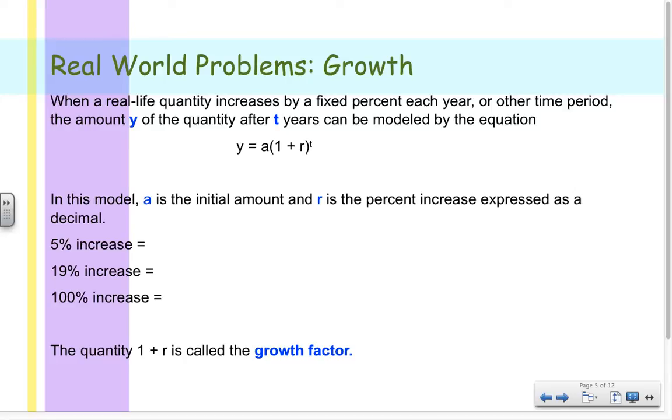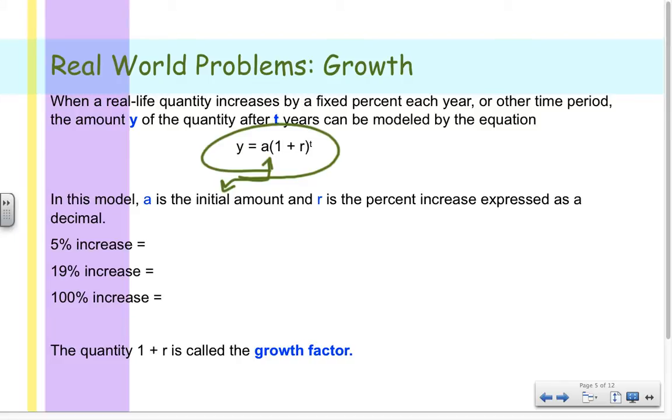So if I take a look at what we've got up on the board here, when a real-life quantity increases by some fixed percent each year or some other time period, the amount y after t years can be modeled by this equation, where a few of these things mean different things. A stands for the initial amount of whatever's growing.